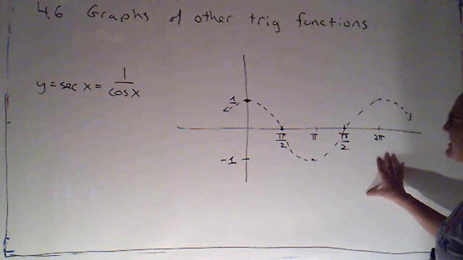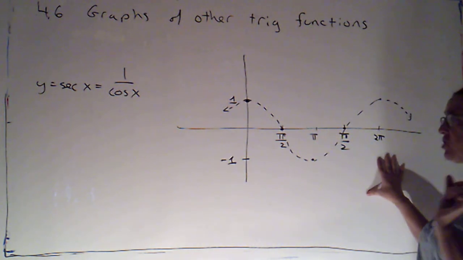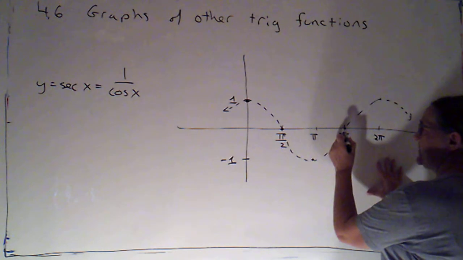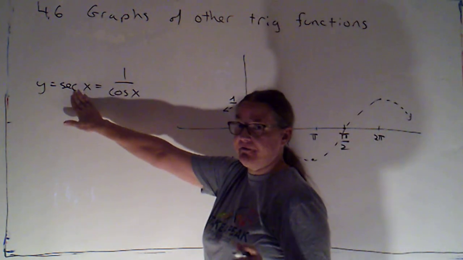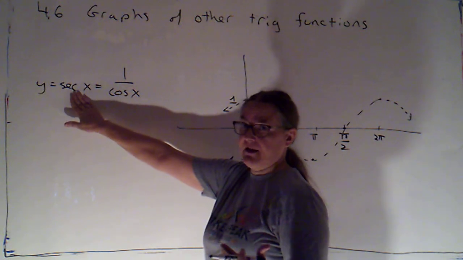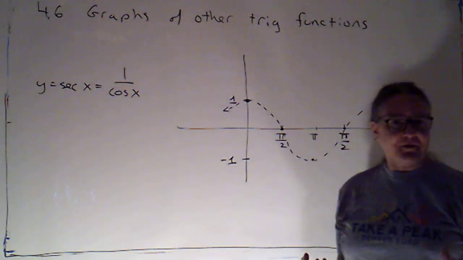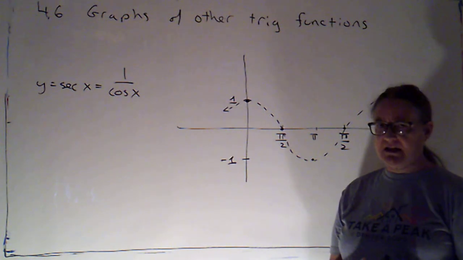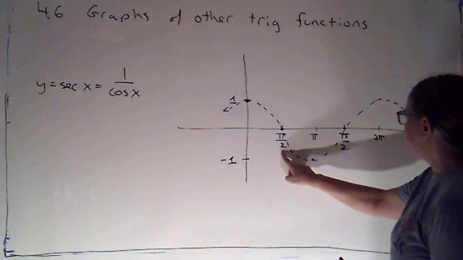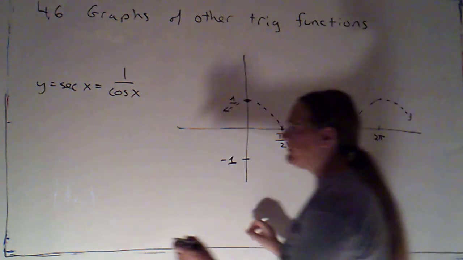Okay, now this gives me some information. I'm going to actually start with the places where cosine is 0. Because I know those places, secant is going to be undefined because I can't have 0 in the denominator. So there won't be a point on the graph at these places, but I want to see what happens close to these places. And I can see we've got pi over 2, 3 pi over 2.